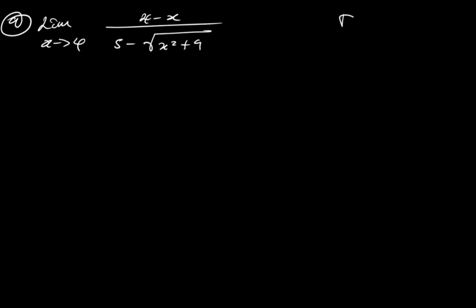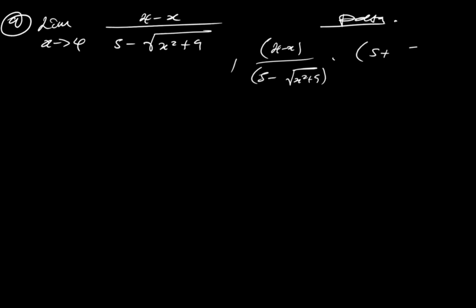Say we have lim as x approaches 4 of 4 minus x over 5 minus root of x squared plus 9. Alright, most cases people just think that they can just rationalize the numerator, but even the denominator can be rationalized. Just depends on what you're interested in. So let's do a data and fix it. So you have 4 minus x over 5 minus root of x squared plus 9 times conjugate, which is 5 plus root of x squared plus 9.